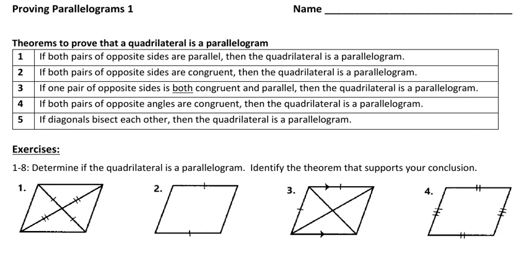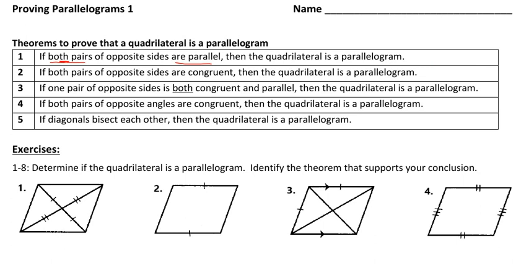Number 1 says, if both pairs of opposite sides are parallel, then the quadrilateral is a parallelogram. So basically with number 1, we're showing that the definition of the parallelogram is there because that's what the definition is. It says that a parallelogram has both pairs of opposite sides parallel. So if you show that both pairs of opposite sides are parallel, then you can conclude that it is a parallelogram.